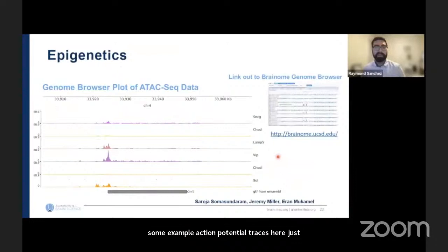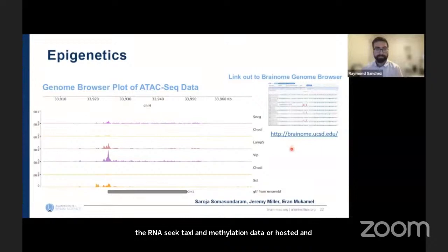And finally, we show the epigenetics data, here in the form of ATAC-seq, in the form of a genome browser plot. And we also link out to the Brainome genome browser, which is another BICCN affiliated tool where all of the RNA-seq, ATAC-seq, and methylation data are hosted and easily browsable.